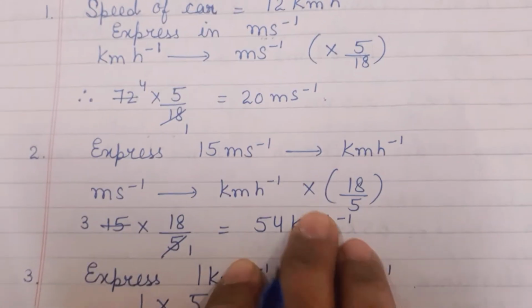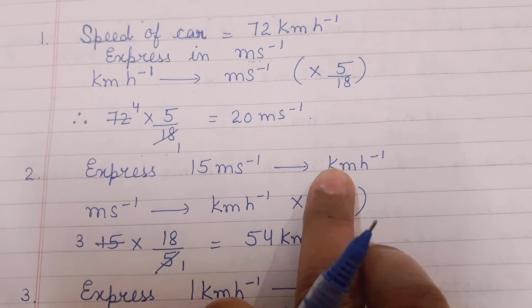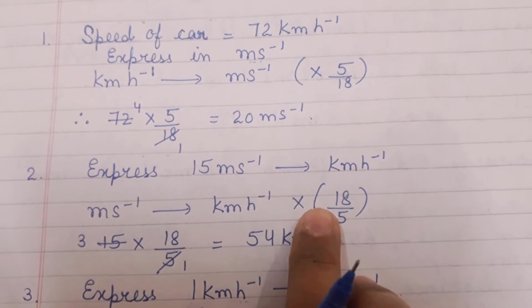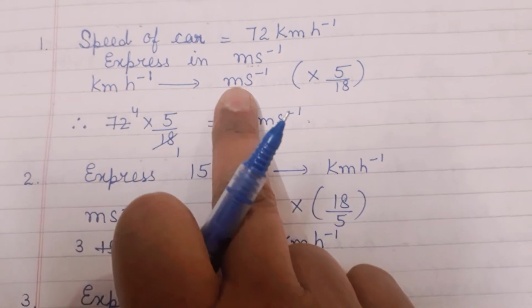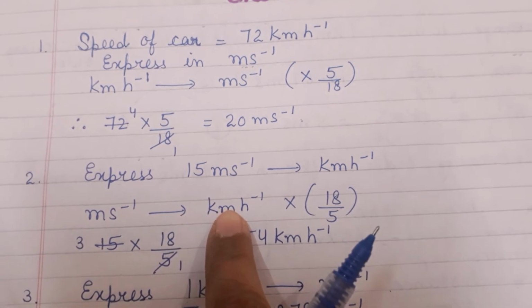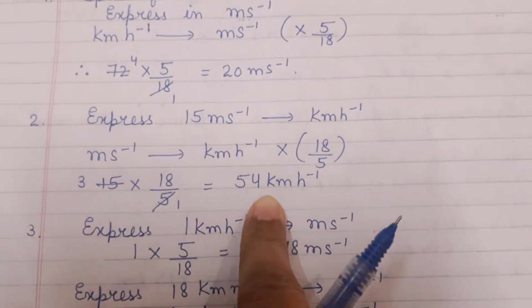In the next question, you need to convert meter per second to kilometers per hour. In that case, you need to multiply by 18 by 5. Just remember this: kilometer per hour to meter per second, multiply by 5 by 18, and meter per second to kilometer per hour, multiply by 18 by 5. And simple, you work out the answer.